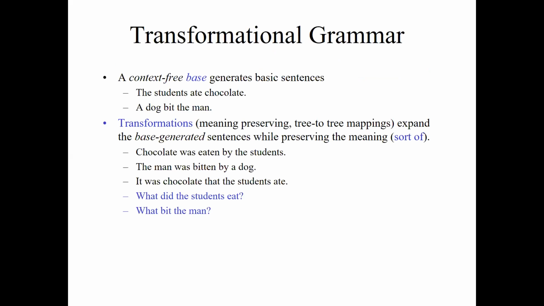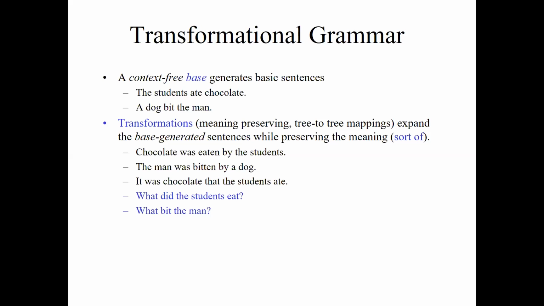We talked about this previously, so I'll just say quickly, a transformational grammar consists of a context-free base that generates basic sentences like the students ate chocolate and a dog bit the man. But it does not handle all sentences. Other sentences that have the same semantic roles, like chocolate was eaten by the students, or the man was bitten by the dog, where again, the man is the patient and the dog is the agent. That's the same as a dog bit the man. A dog is the agent and the man is the patient.